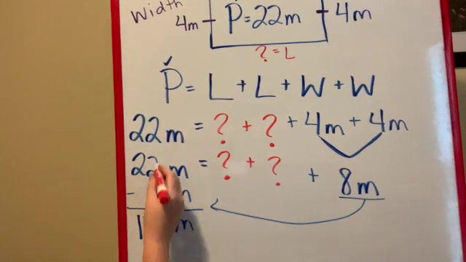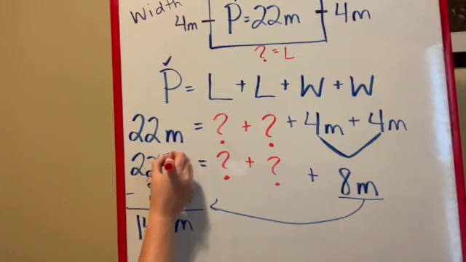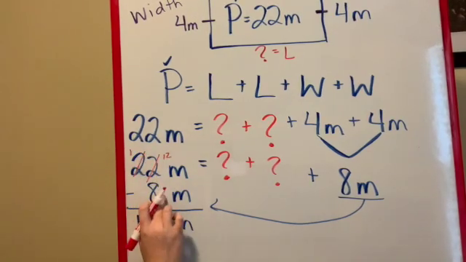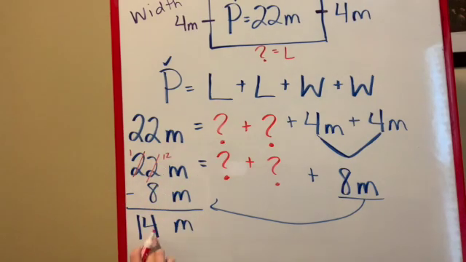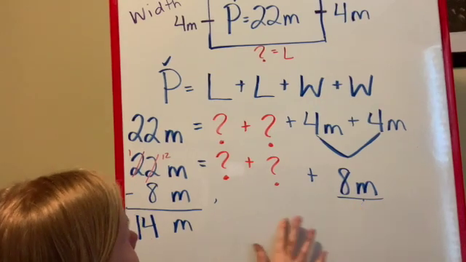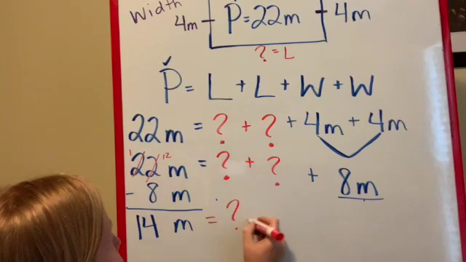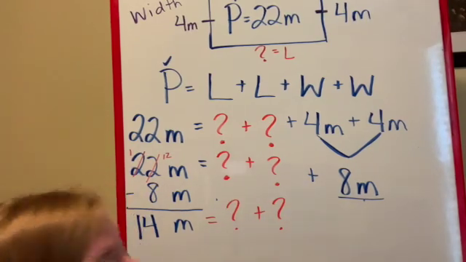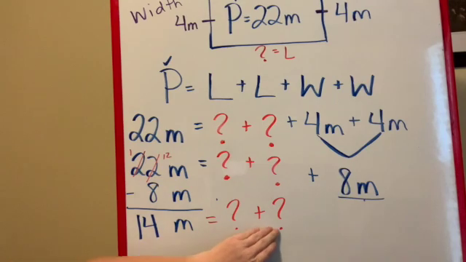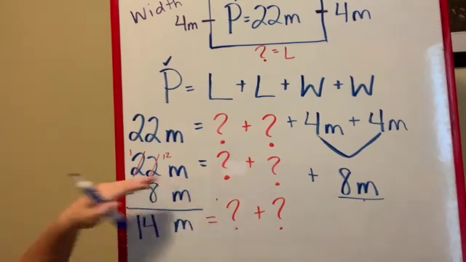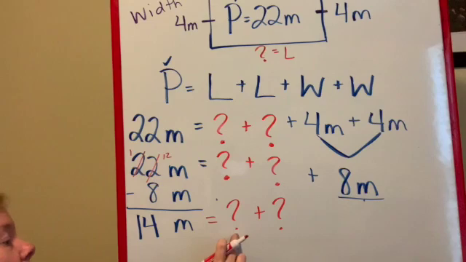If you need to, you can do the subtraction. This becomes a 12 and this becomes a 1. 8, 12, take away 8 is 4. Bring down your 1. You have 14 meters left. And 14 is going to equal, get rid of this line, 14 meters is going to equal question mark plus question mark. Now remember, this question mark has to be the same number. So what number plus what number is going to give you 14?